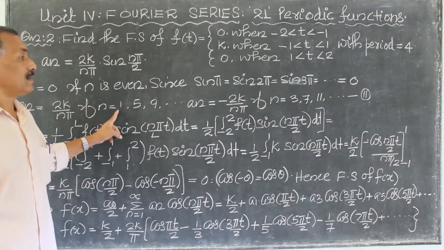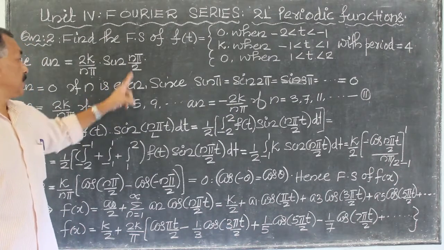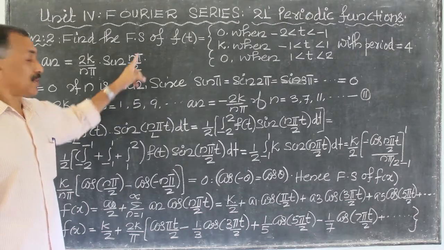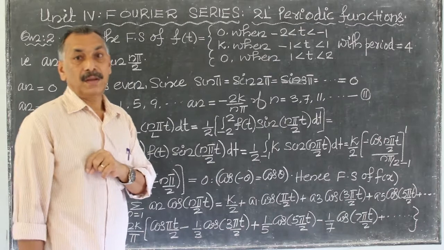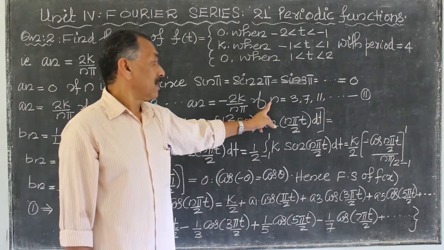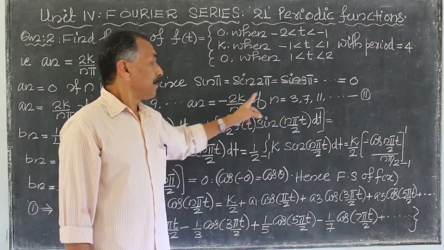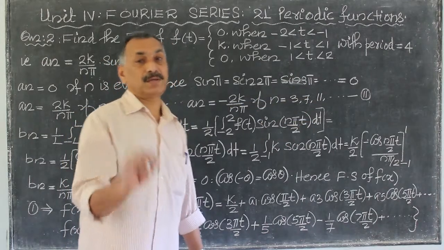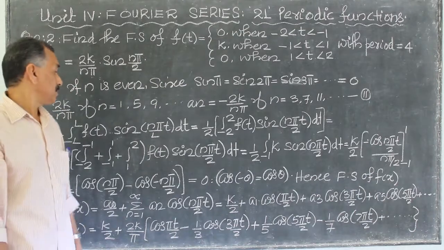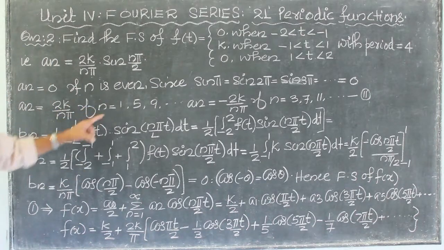Because sin n pi by 2, that is sin pi by 2, sin 5 pi by 2, sin 9 pi by 2, etc. is equal to 1. Similarly sin 3 pi by 2, sin 7 pi by 2, sin 11 pi by 2, etc. is equal to -1. That is the value of a.